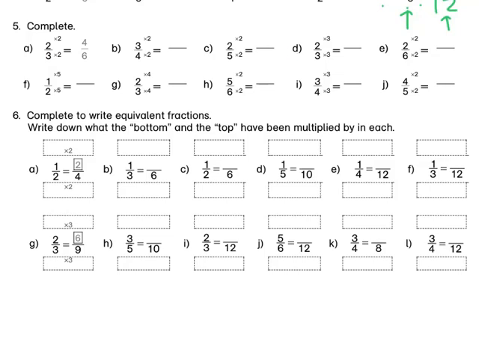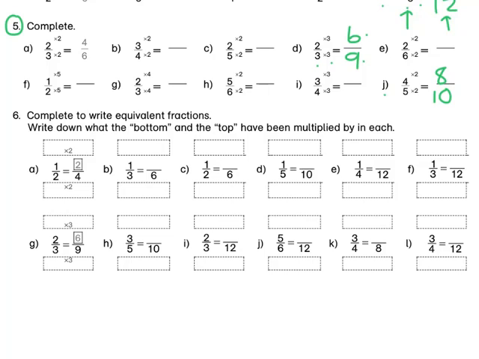If we look at D, we've got 2/3 again, but now we multiply the top by 3 and the bottom by 3. We multiply the top and the bottom by the same number. 2 times 3 is 6, and 3 times 3 is 9, so 6/9 is equivalent to 2/3. Lastly, for J, we get 8 over 10. Press pause to complete all of 5.